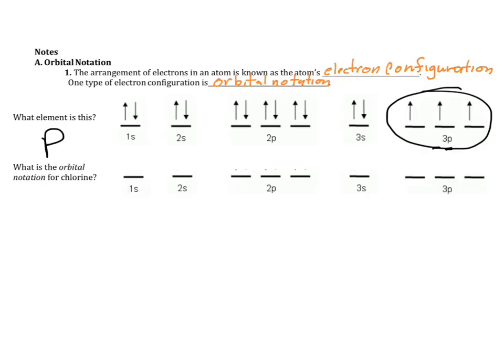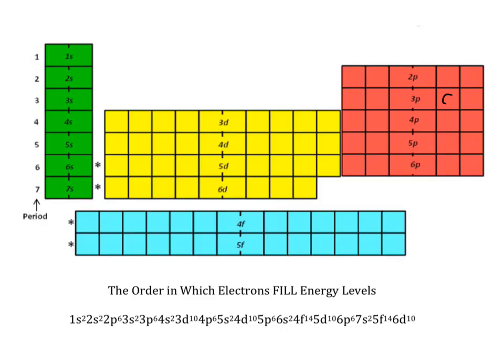Now, this is asking, what is the orbital notation for chlorine? If you take a look at the periodic table, you'll see that chlorine is right here. There's a couple ways of determining the electron configuration, but essentially we're going to start with the 1s, then go to the 2s, then the 2p, 3s, then we will go to the 3p.